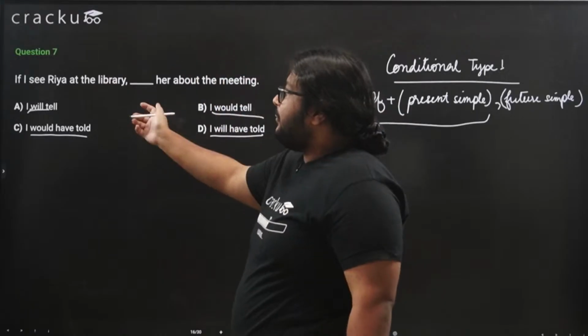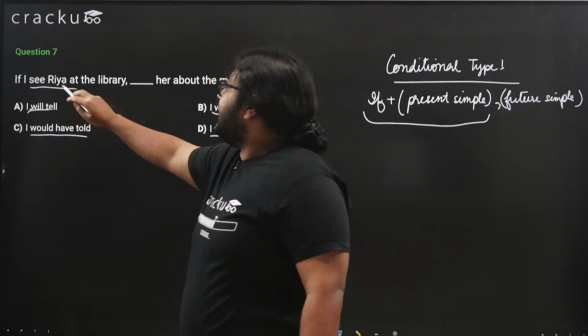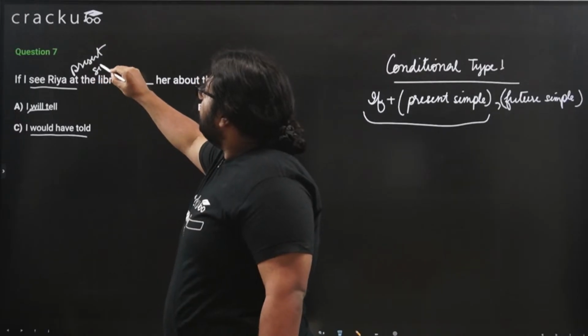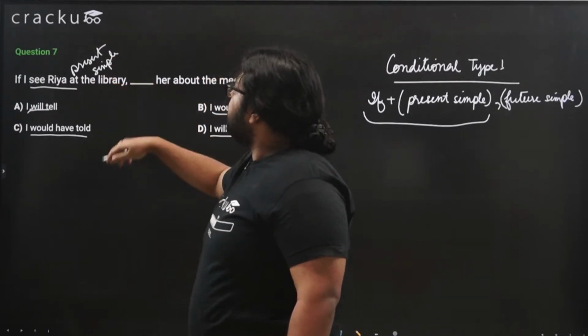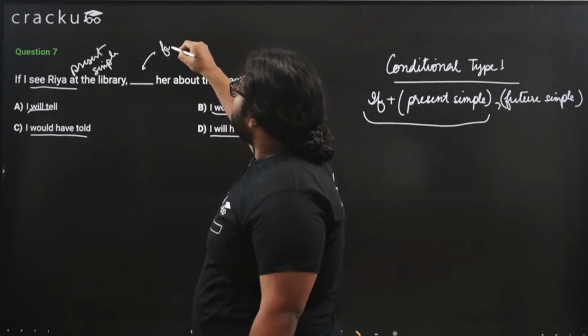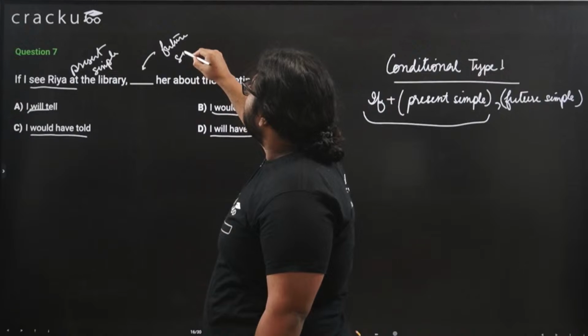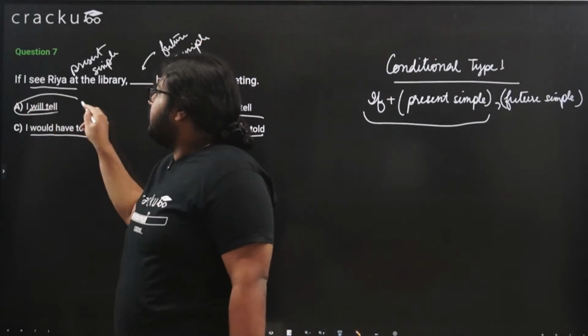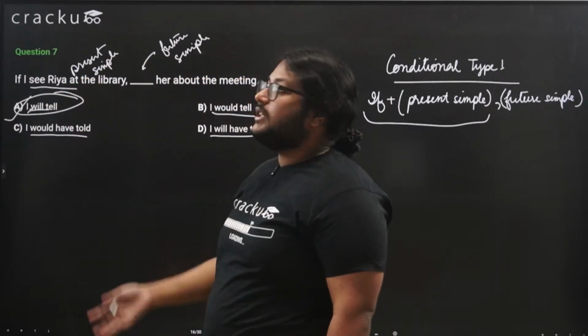If we directly map it here, if I see Ria at the library, this is a present simple. This would mean I dash her about the meeting. I need a future simple here, which would be I will tell her about the meeting. So option A should be the correct choice here.